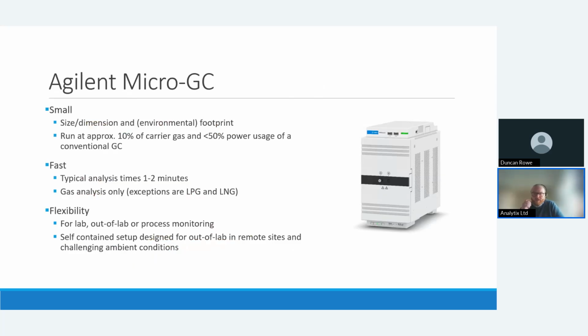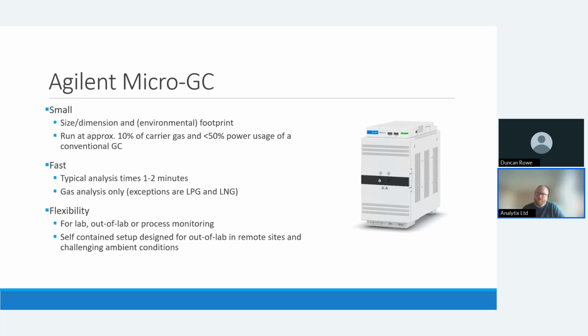So there are three main aspects I'm going to cover of the micro GC today. Its size, speed, and flexibility. Here on the right, you can see a picture of the micro GC system, which is roughly the size of a shoebox and weighs only 7 to 8 kilograms and is a really compact, portable system. As well as having this small physical footprint, it also has a small environmental footprint in the lab as well, using roughly around 10% volume of carrier gas and 50% power usage of that of a typical GC.